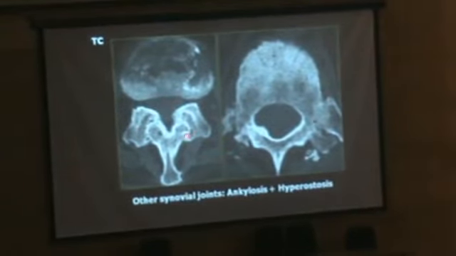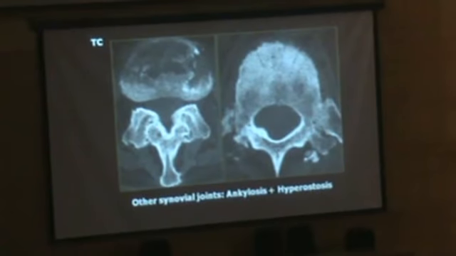So here the facet joints with ankylosis and hyperostosis. Here the costovertebral joint, the right one, with ankylosis and hyperostosis as well. But again, we don't want to diagnose ankylosing spondylitis in this stage. This is not a good stage to diagnose it. This is easy to diagnose, but it's not here. We want to depict the very subtle findings where when we start the treatment, we can change the natural history of disease.